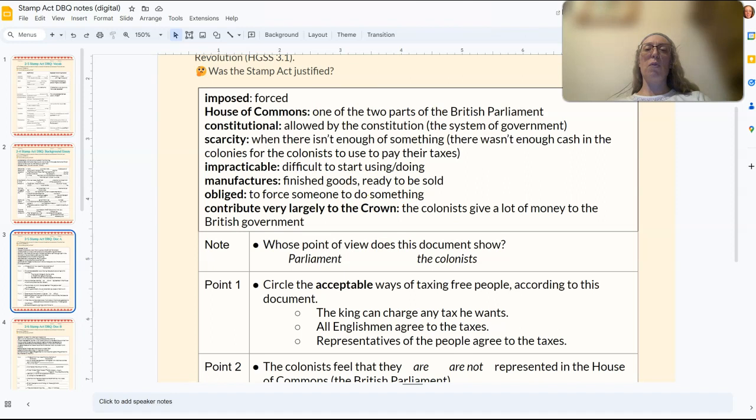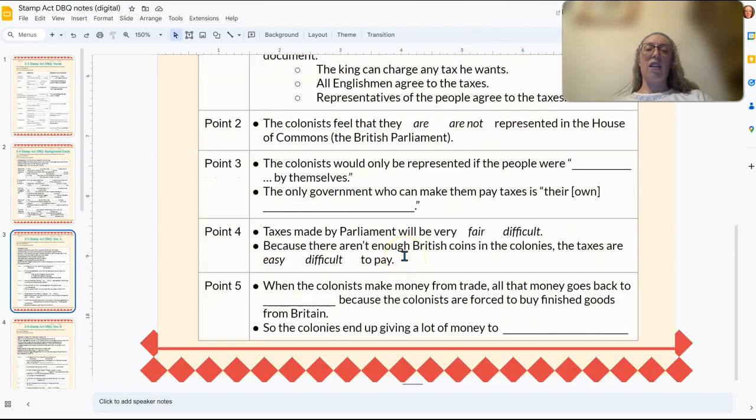So use those words and look back at the document as needed. Figure out what goes here. All the money goes back to where? And the colonists end up giving a lot of money to whom? According to the colonists in the Stamp Act Congress.